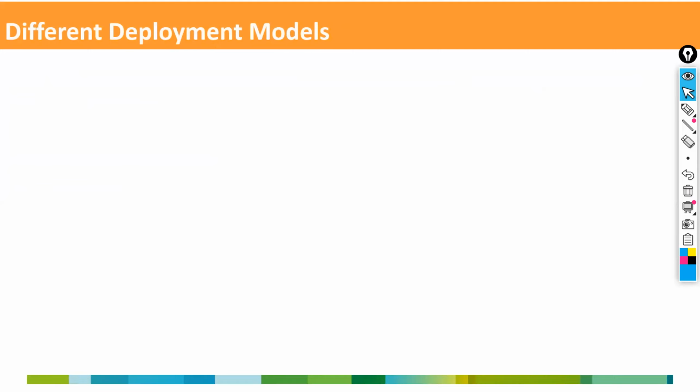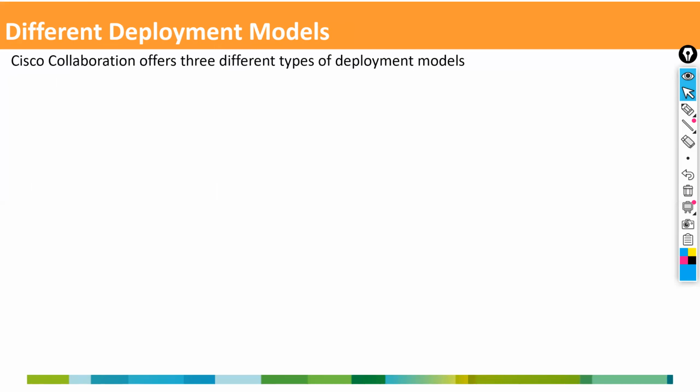Next, we have 3 different deployment models. One is the on-premises deployment model. The second is the cloud deployment model. And the third is the hybrid deployment model. Hybrid means it's a combination of both on-premises and cloud. On-premises means all your servers, whether call manager, Unity Connection, IMP server, UCCX, or any server, are physically placed at the customer location. That is called on-premises.